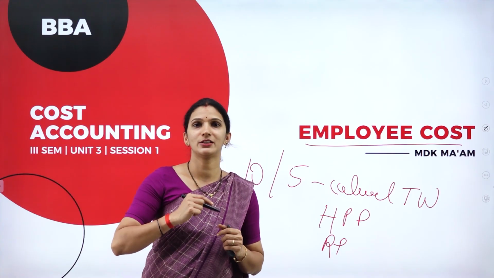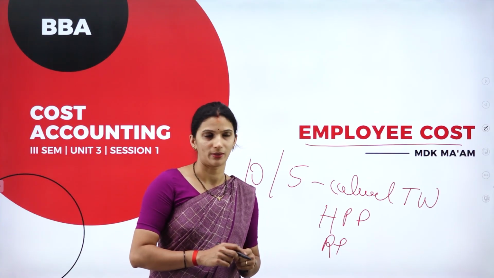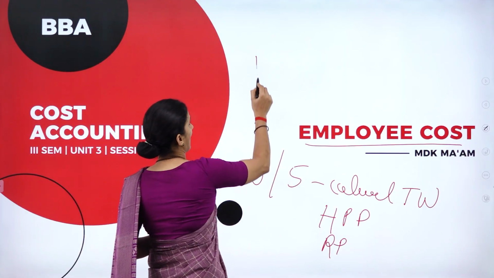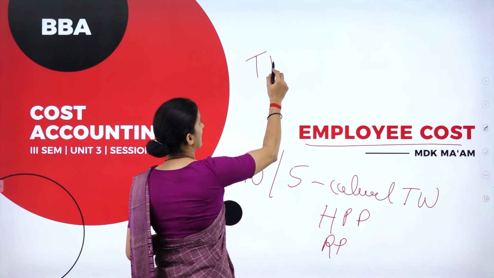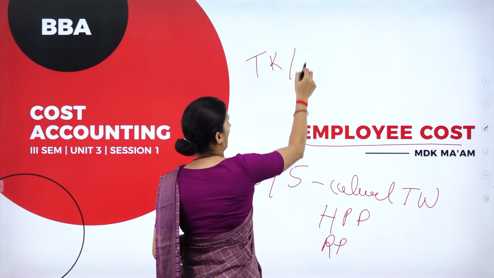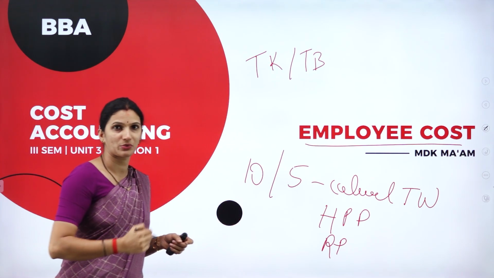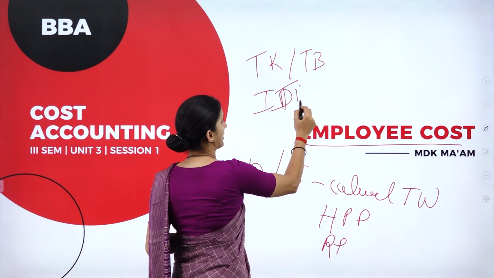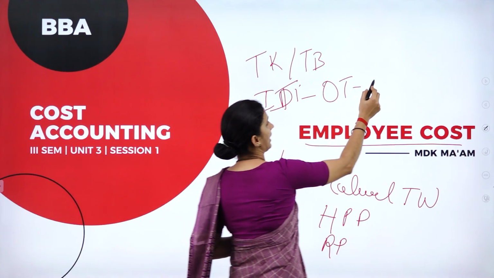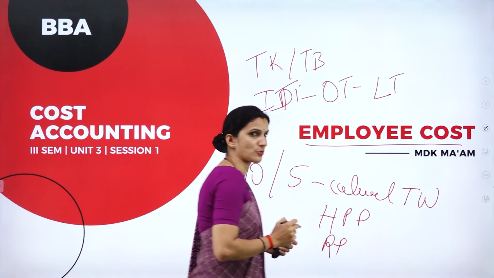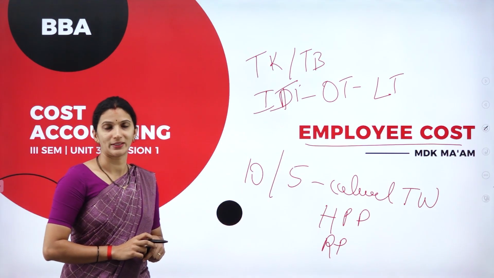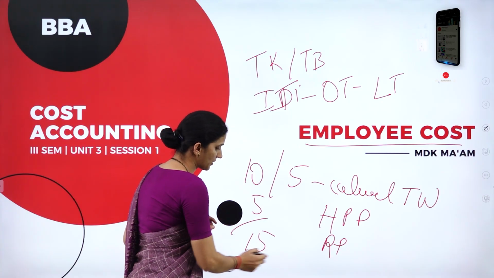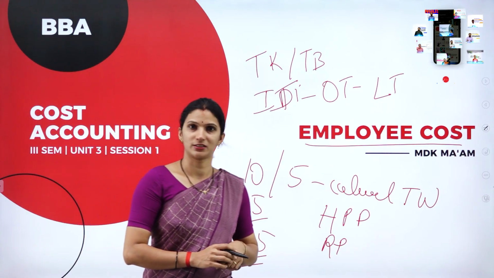And along with that you can expect one theory question also here. Some of the theory here is, what is the time rate system? Under that we have timekeeping and time booking. In that topic you can expect one question here, and we have idle time, and then we have overtime, and then we have labor turnover also. So in that you can expect one theory question. So total 10, plus sometimes 5, total 15 marks you can expect from the 3rd unit.